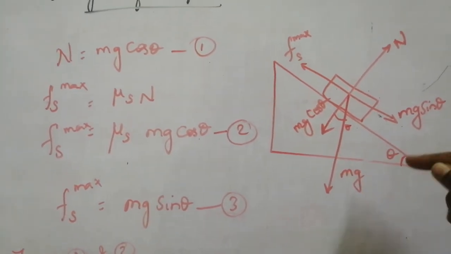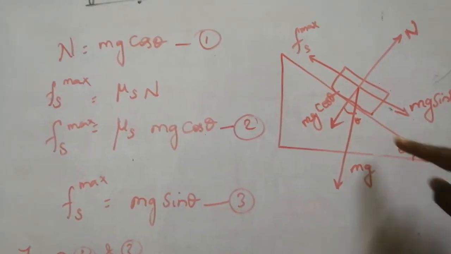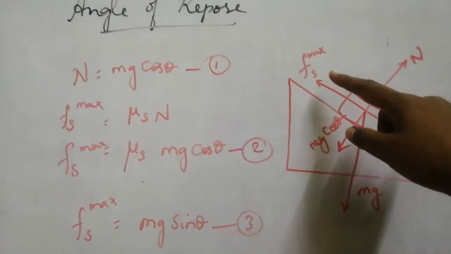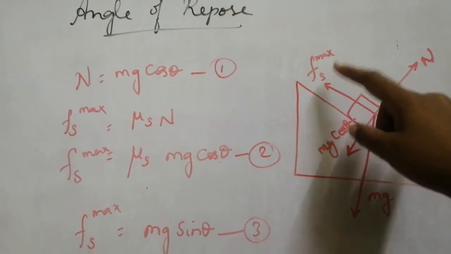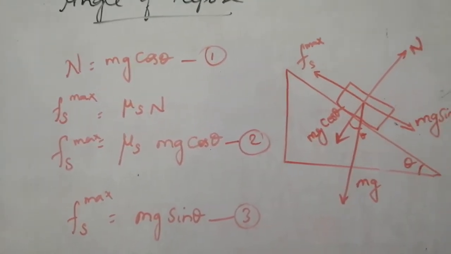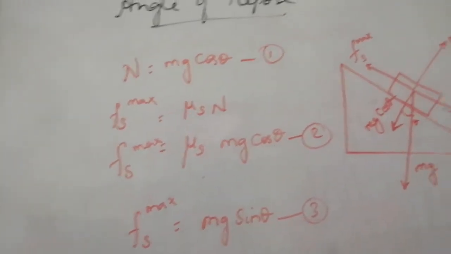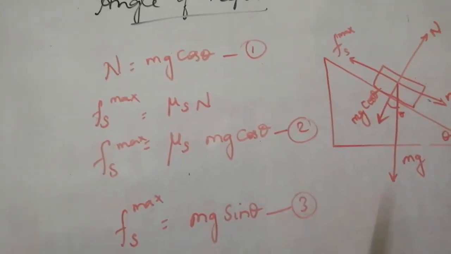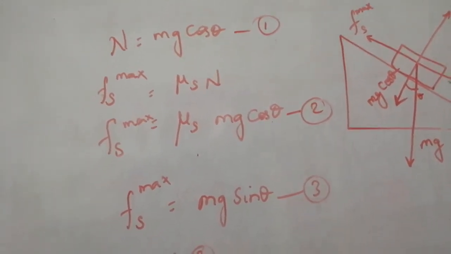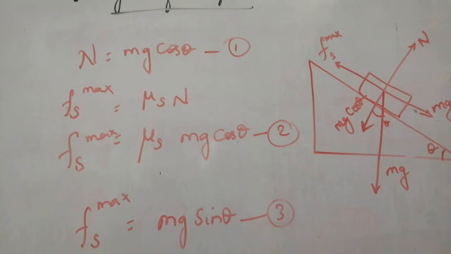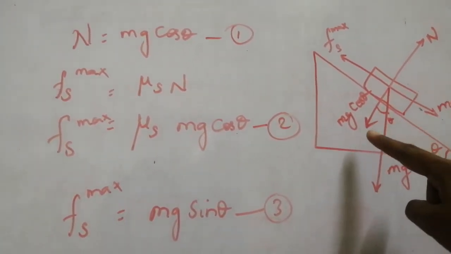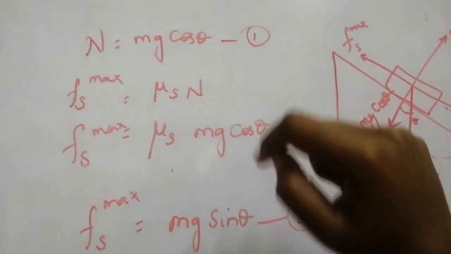And we know that there is a frictional force acting opposite to the direction of sliding, which is static friction, that is Fs max. Only above this Fs max will the object move. So we know that the opposing forces will be equal. So write it in the horizontal direction and in the vertical direction. When you equate the vertical forces, the normal force is equal to mg cos theta. So this is the first equation.